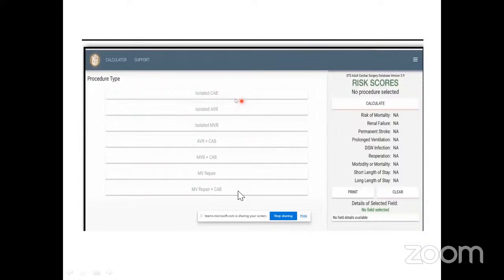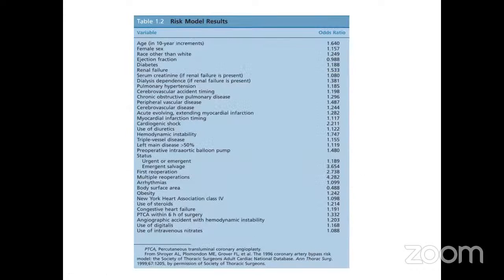This is the calculator which we usually use for STS scoring, where they have single procedures like CABG, single valve procedures like AVR or MVR, or combined procedures like AVR and CABG, MVR and CABG, where we are predicting risk factors like risk of mortality, renal failure, permanent stroke, prolonged ventilation, and all. These are the factors included in STS scoring.